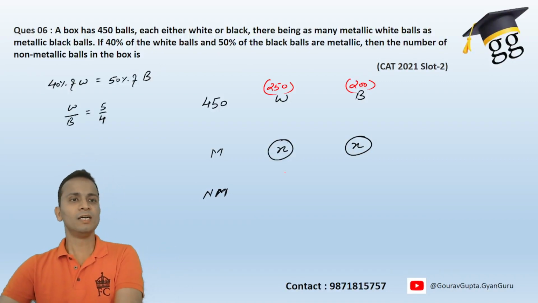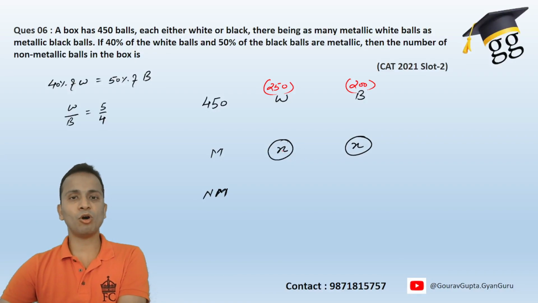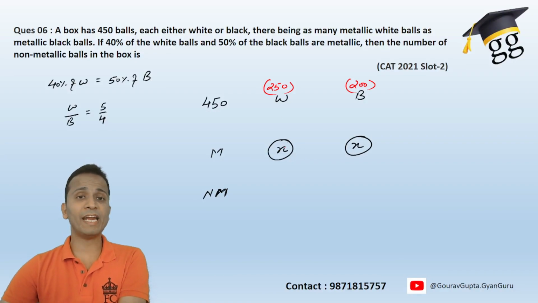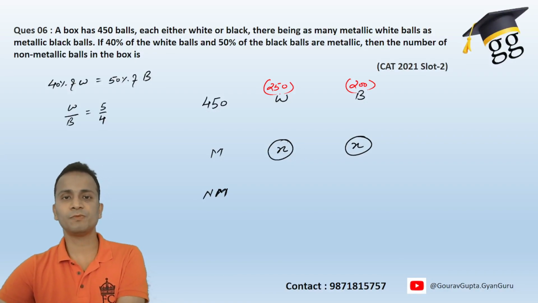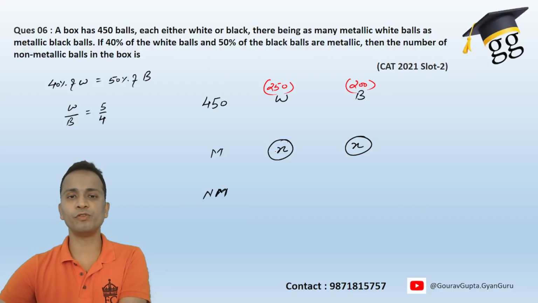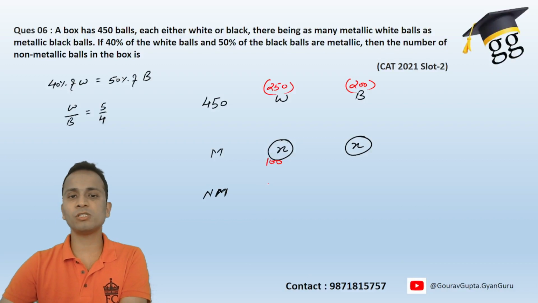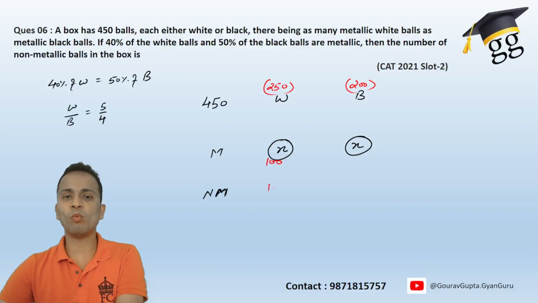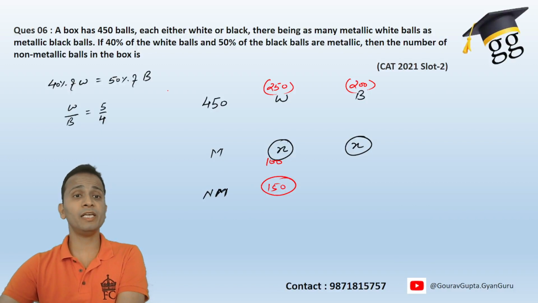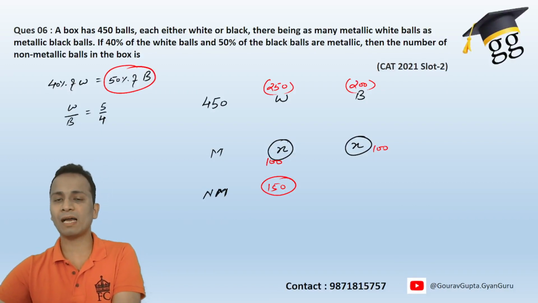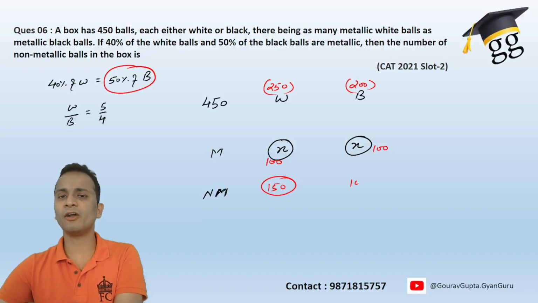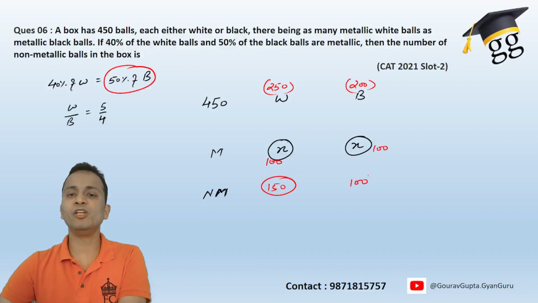ठीक है. अब मेटेलिक बॉल्स, मेटेलिक व्हाइट बॉल्स कितनी थी? 40%. So 40% of 250, which is 100. So 100 white balls are metallic. So remaining 150 white balls will be non-metallic. Similarly, 50% of black balls were metallic. That means 100 black balls were metallic. So remaining 100 black balls will be non-metallic.